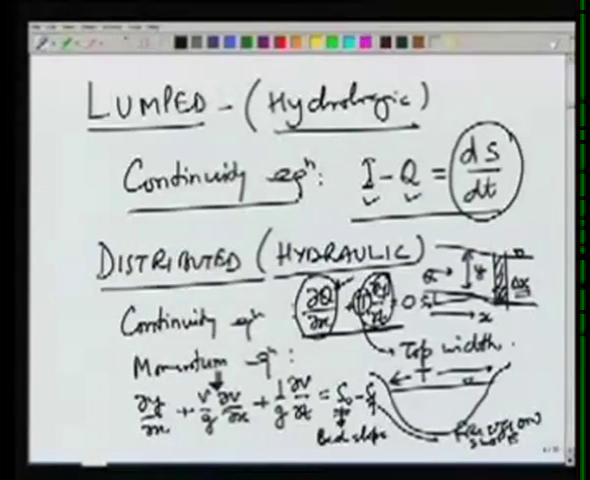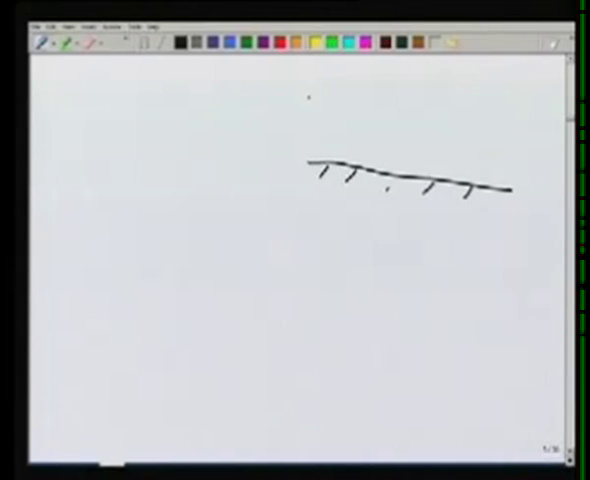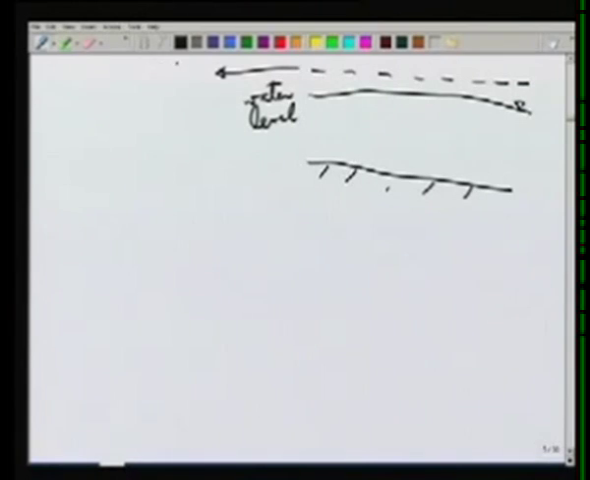The friction slope represents the energy loss. So if the channel bed is here, water depth may be like this. The energy line may be going like this. So this is the water level, and this represents the total energy or energy line, which is obtained by adding the velocity head.